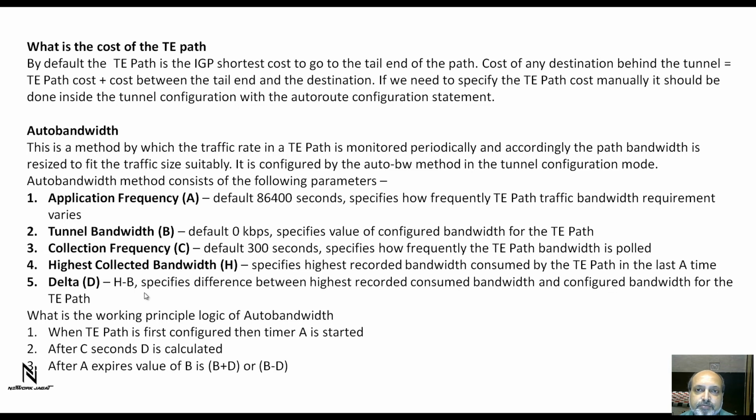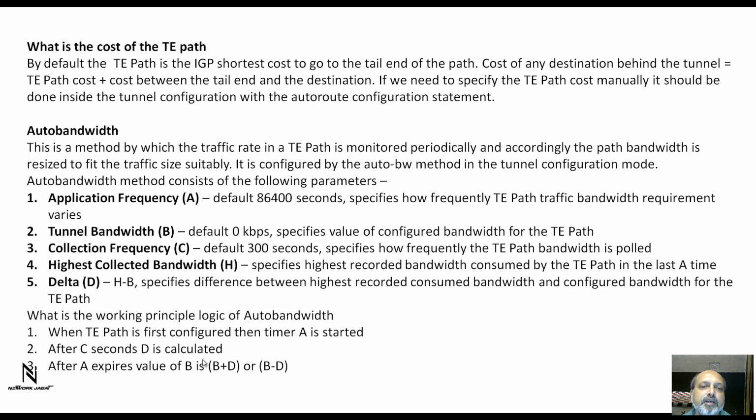Now, what is the working principle or logic of auto bandwidth? These are the parameters. So how will this auto BW method work? When the TE path is first configured, then timer A is started. So timer A starts. The application frequency starts. And after C seconds, the D is calculated. So let the application frequency be 1 hour, right? And the collection frequency is 5 minutes.